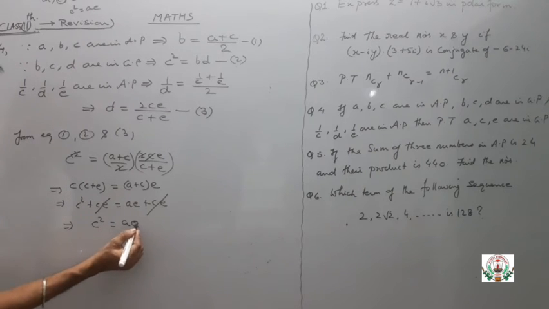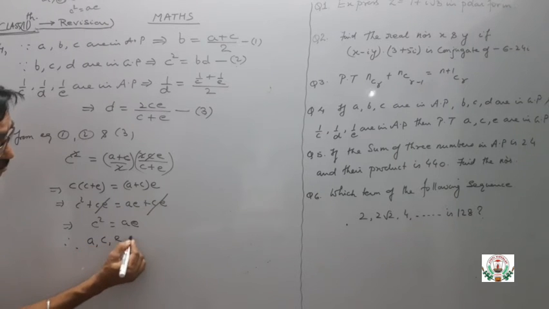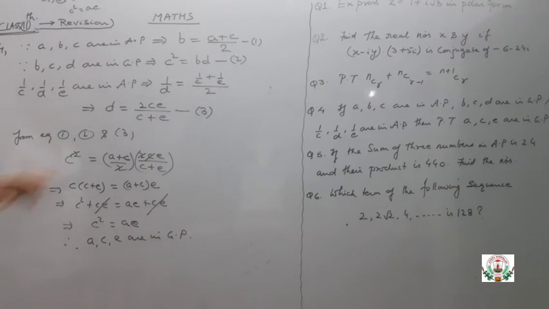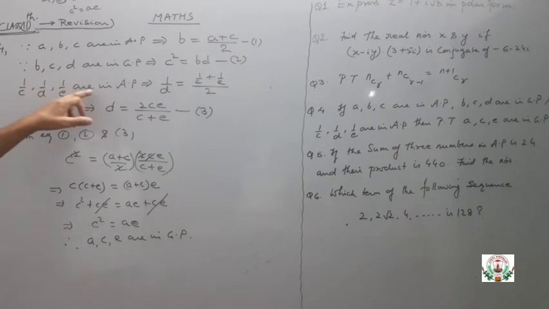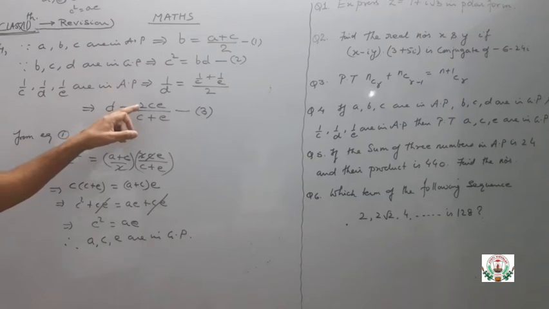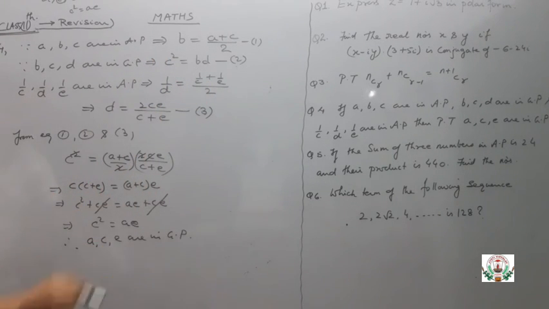So when we got C square equals AE, it means that we can show that A, C, E are in GP. Correct? So A, B, C are in AP, B equals A plus C by 2. B, C, D are in GP, C square equals BD. 1 by C, 1 by D, 1 by E are in AP means 1 by D, the middle one, will be equal to the sum of the first and the last divided by 2. After simplification, the value of D we will get as 2CE upon C plus E. So this value of B and D we substitute in equation number 2 and simplify, and we will get C square equals AE. Therefore, A, C, E are in GP.